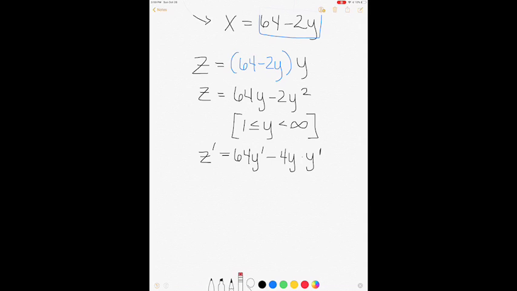Excuse me, I am all over the place. Excuse me, z is our dependent variable. Y is just an independent variable in this case, since z is equal to something involving y. I am so sorry. I was thinking about implicit differentiation. Okay, 64 minus 4y.